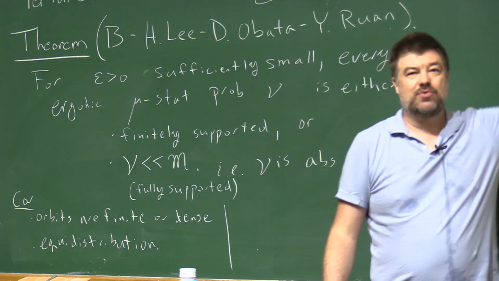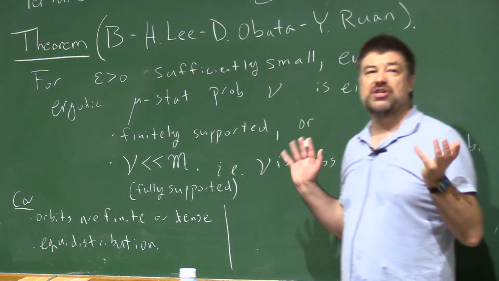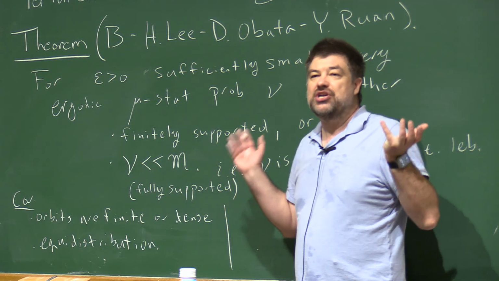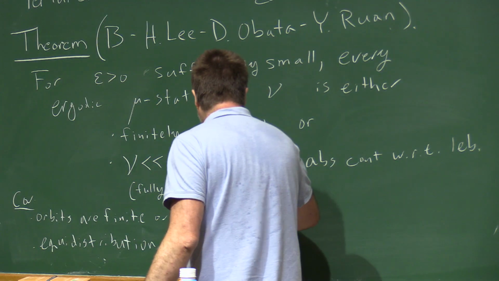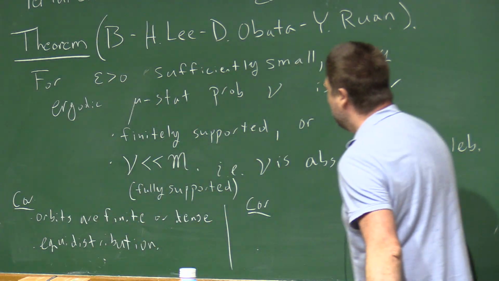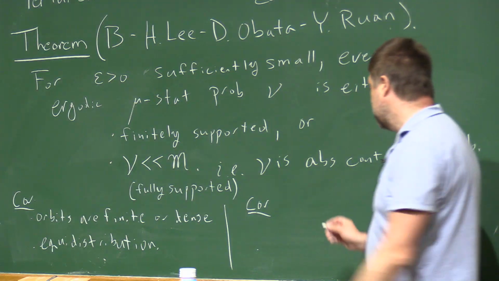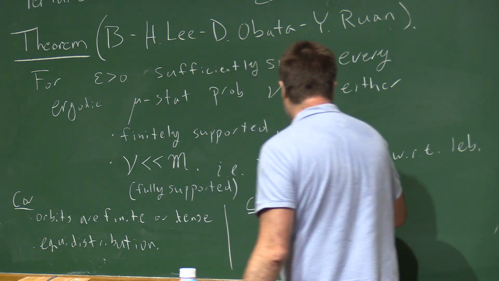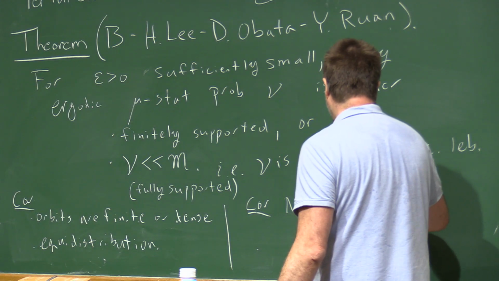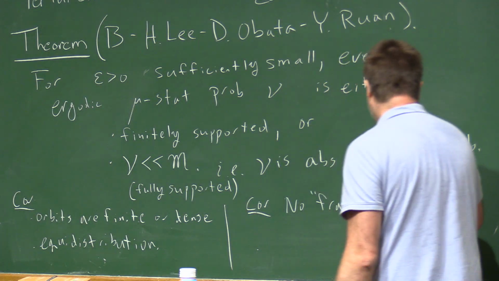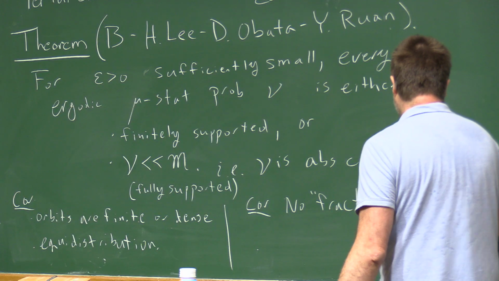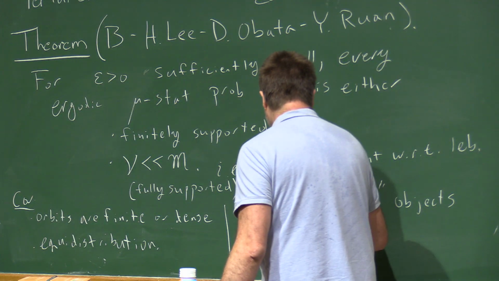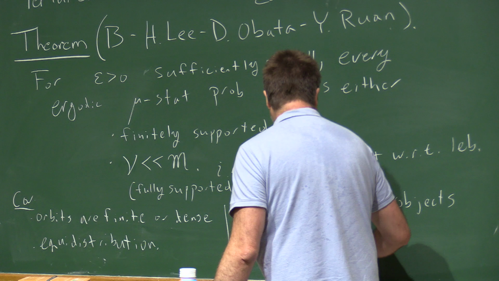Somehow we started with a big group, we perturbed the generators, and we still have no invariant or stationary fractal objects. So this is really how I think of selling this kind of theorem. The corollary is that there are no fractal objects for this group action.